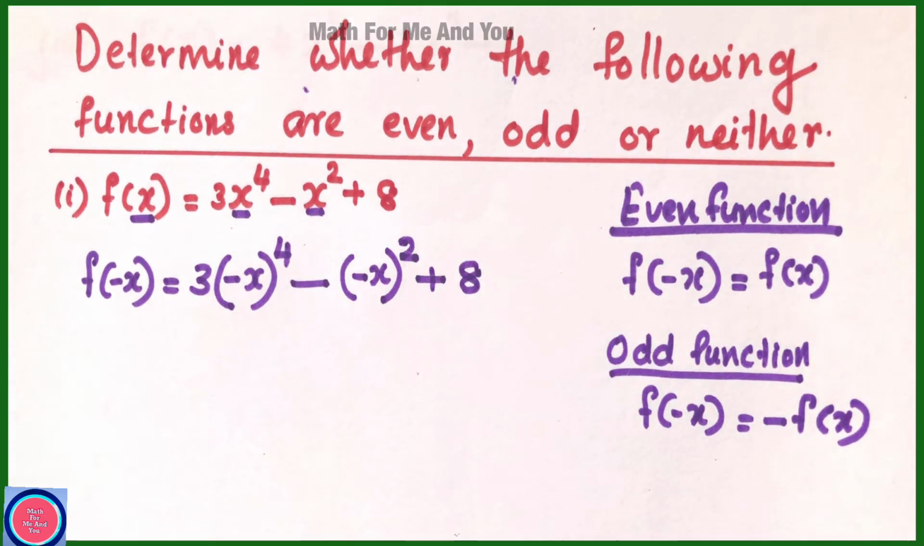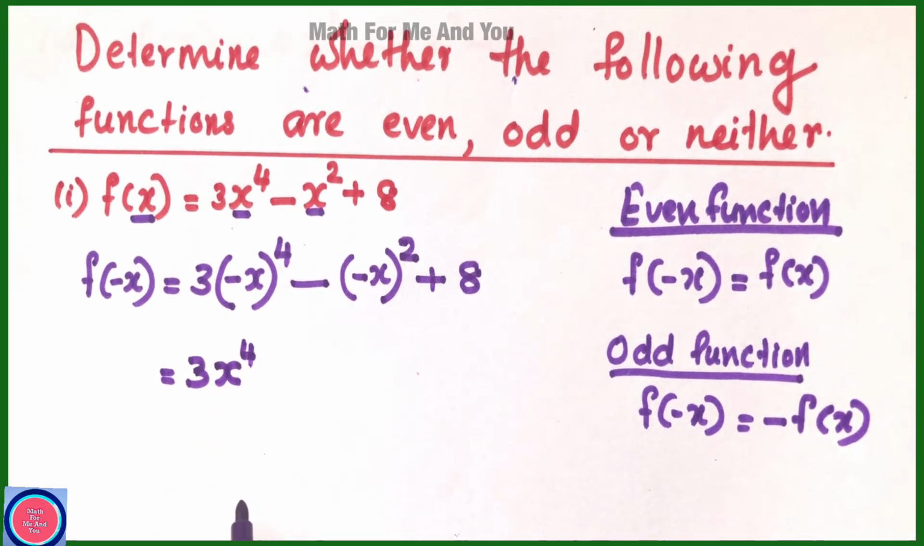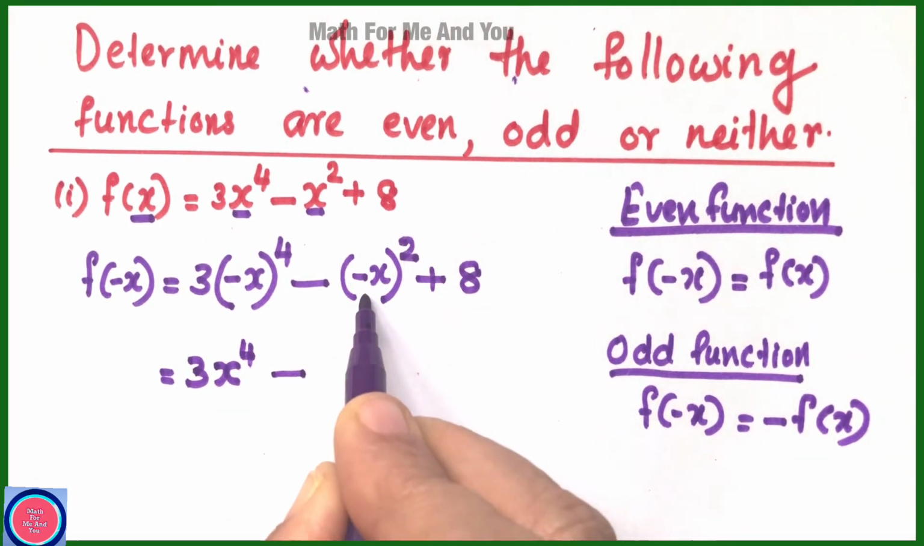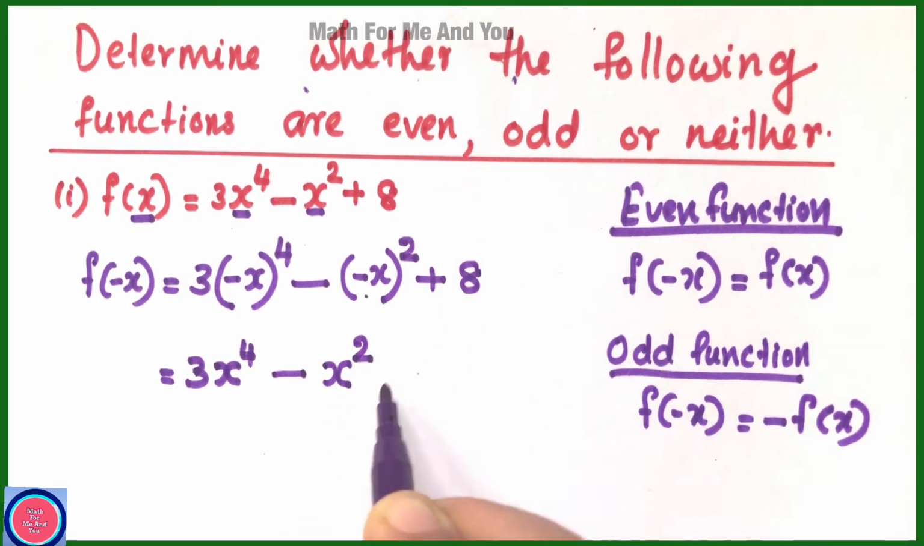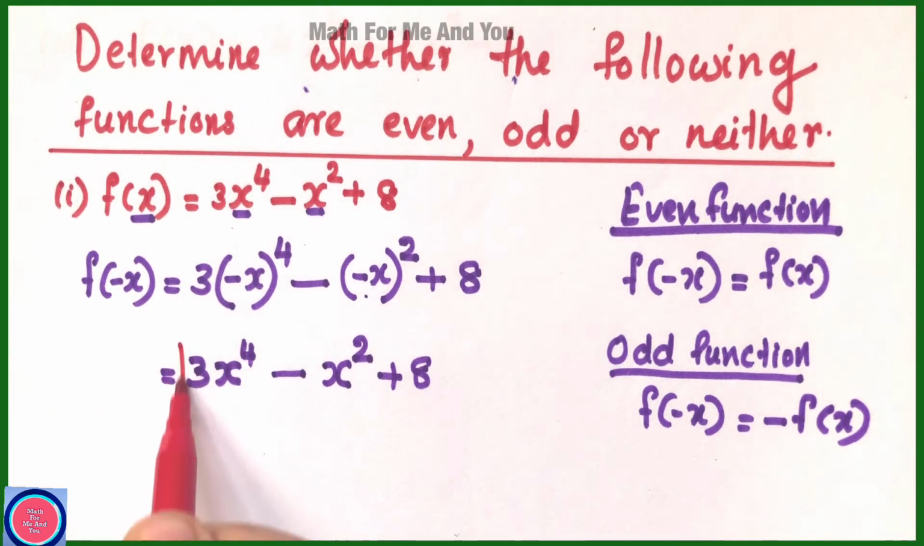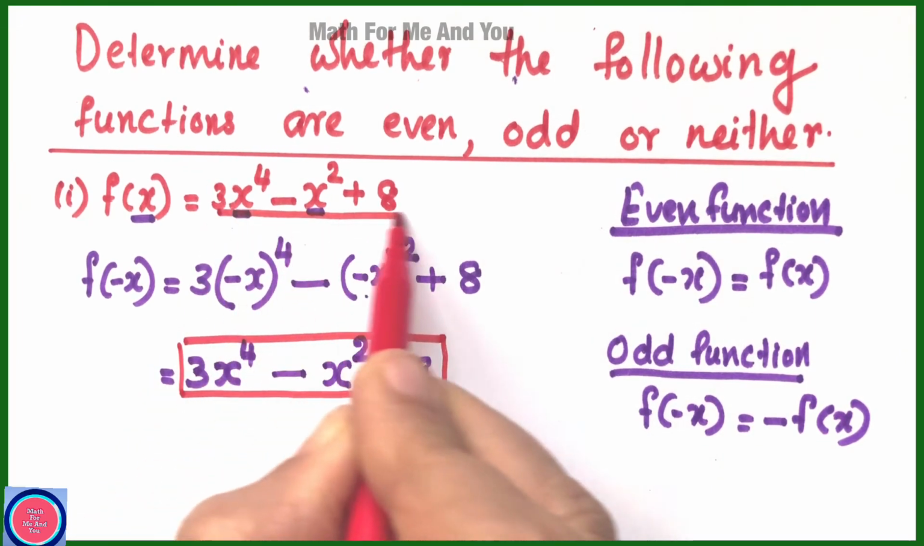We know that if a negative number is raised to an even power, we get a positive number. That means 3 times negative x power 4, an even power, becomes positive x power 4. The next term is negative, so write negative. Again, inside the bracket minus x raised to the power 2, even power, so we get positive x power 2 plus 8. Look at the function we are getting. After replacing x with minus x, we get 3x power 4 minus x square plus 8. That means it is the same as f of x.